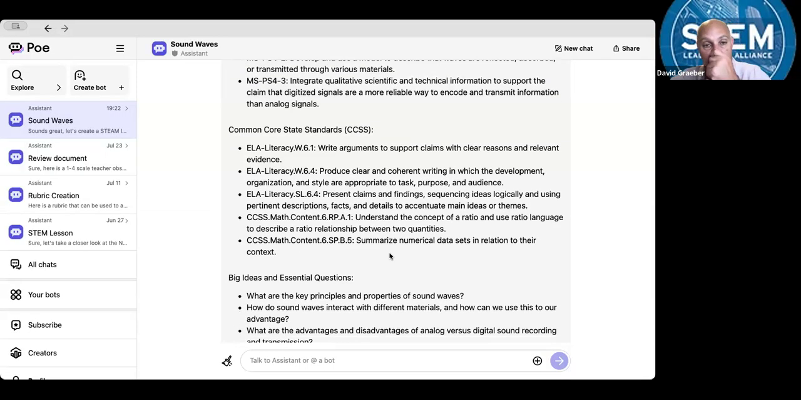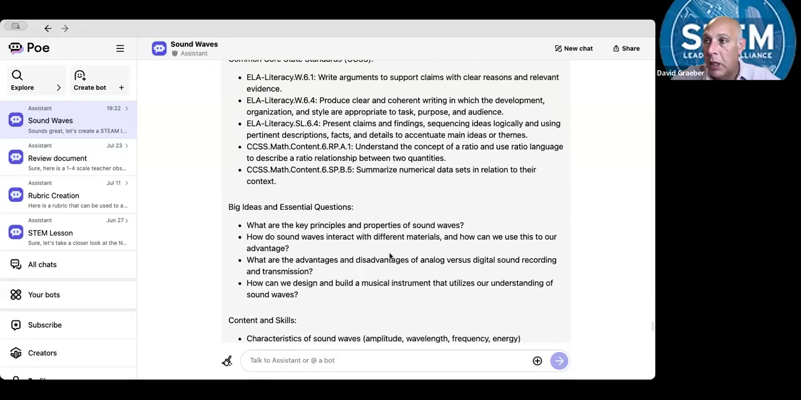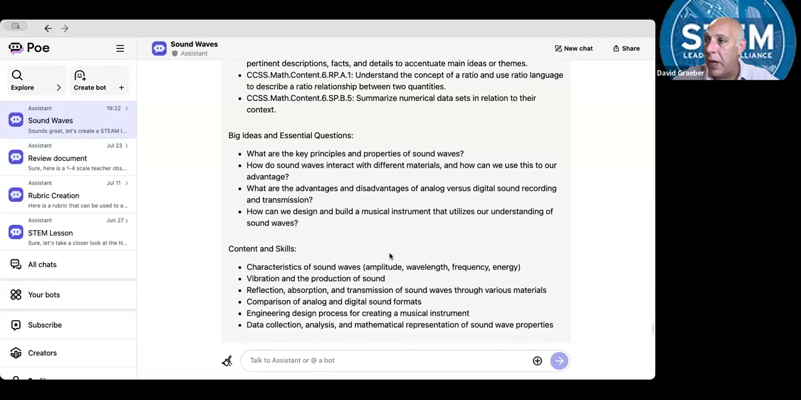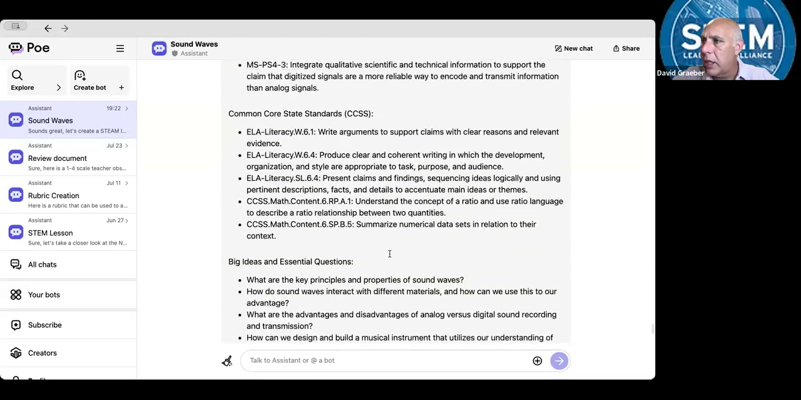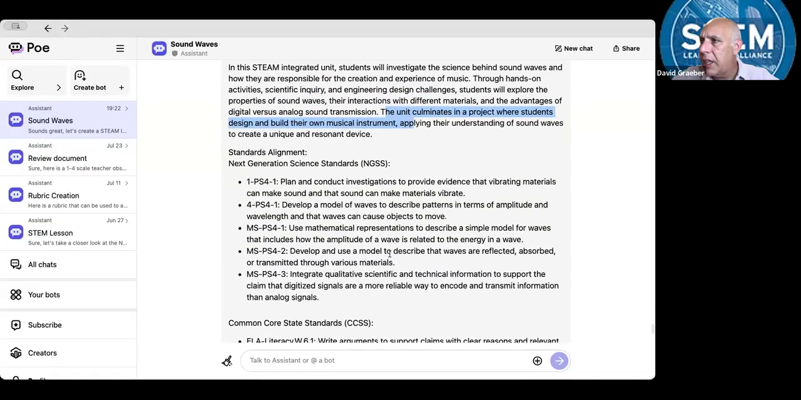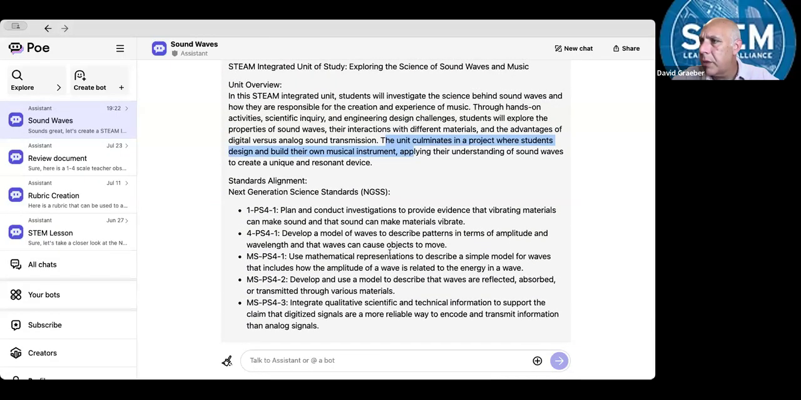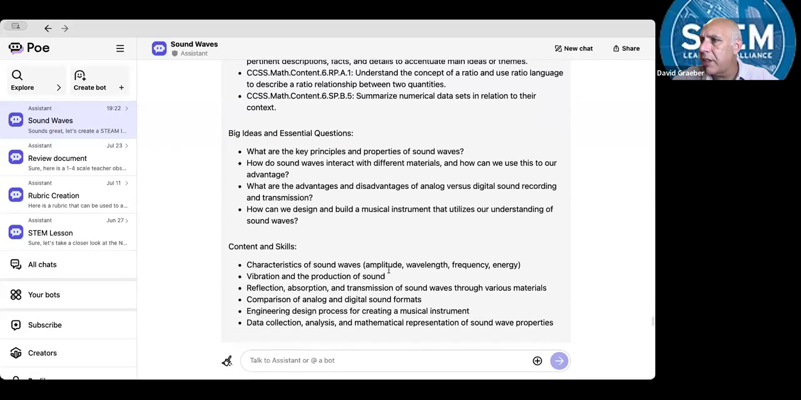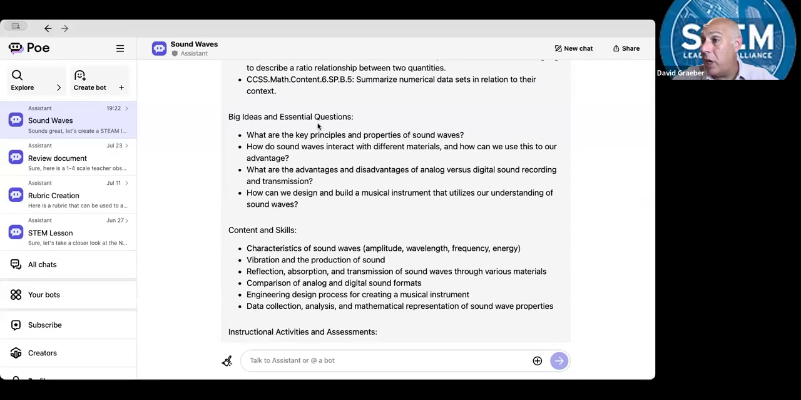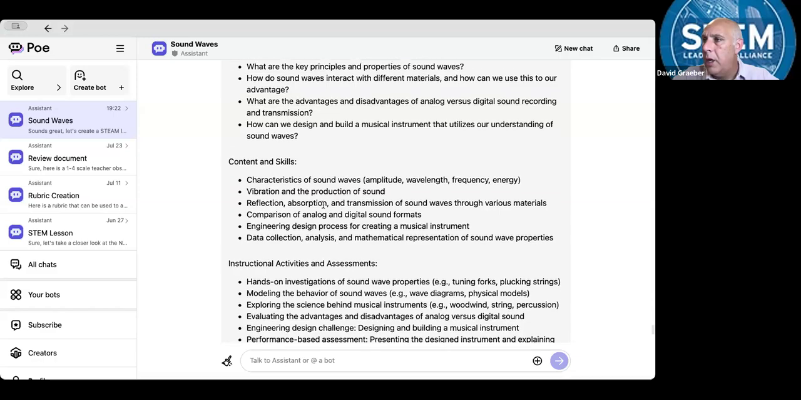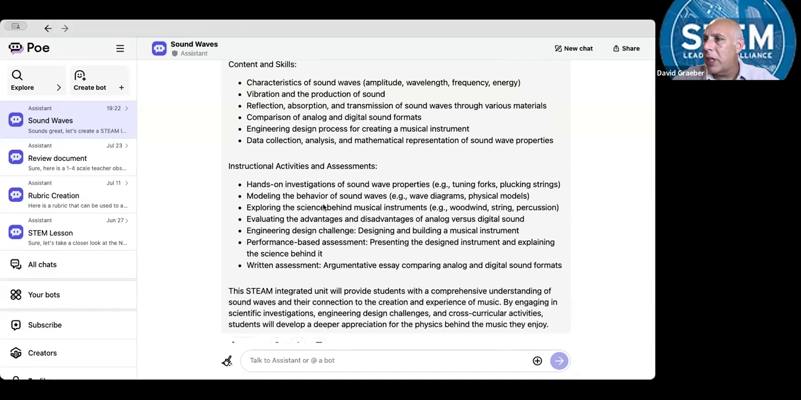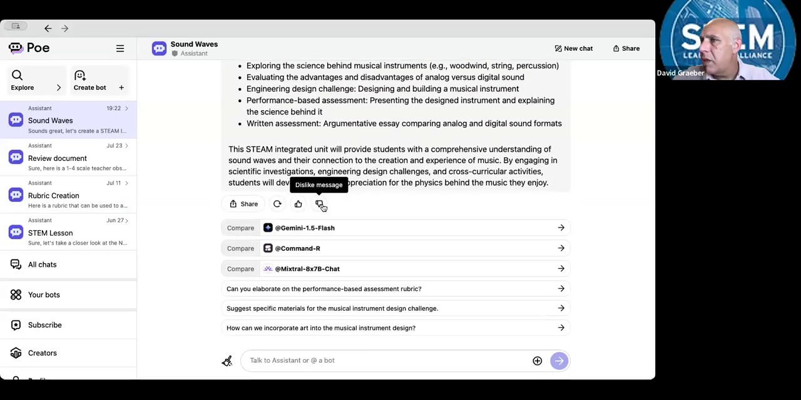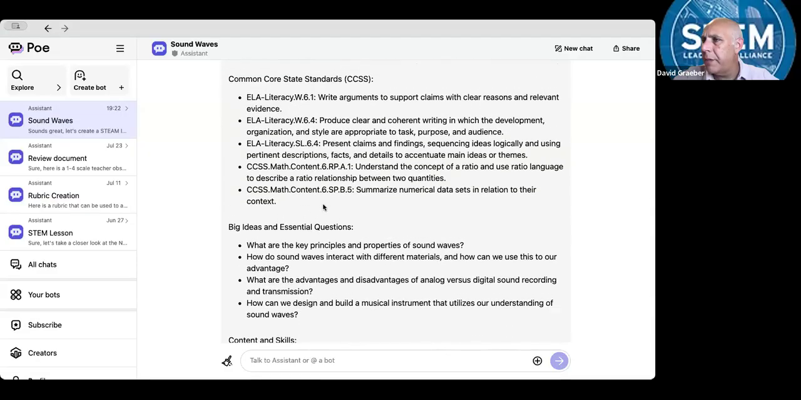Look at that. I didn't even have to run across six different platforms to find them. It comes up with a series of essential questions. What are the key principles and properties of sound waves? How do sound waves interact, et cetera, et cetera. You know, I like this. Let's see here. The key principles and properties of sound waves. How do sound waves interact with different materials? So it's got tons of driving pieces here. Content and skills, instructional activities, and now that doesn't seem like a full unit of study for me. That seems like an idea.